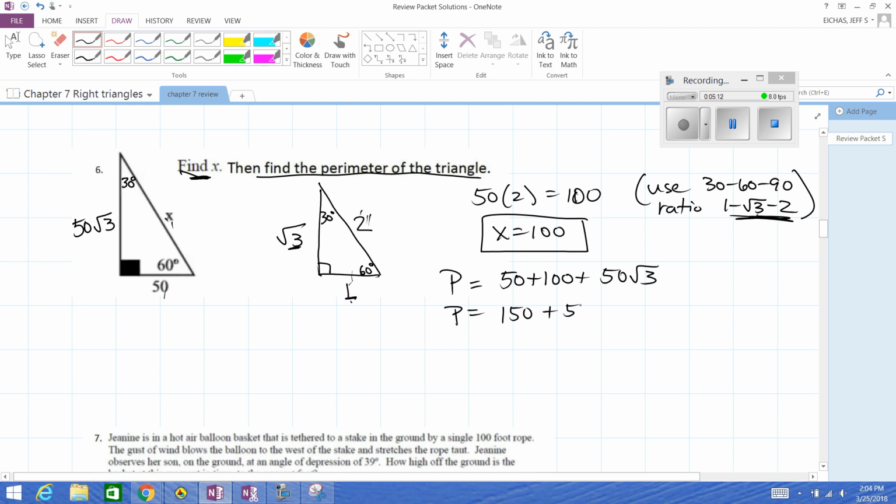150 plus 50 square roots of 3. They're not saying to round. You can, but you don't have to.